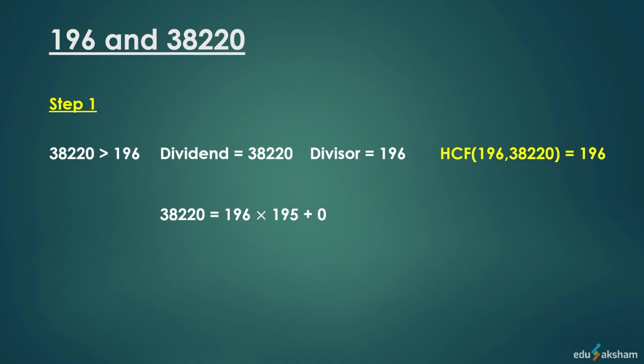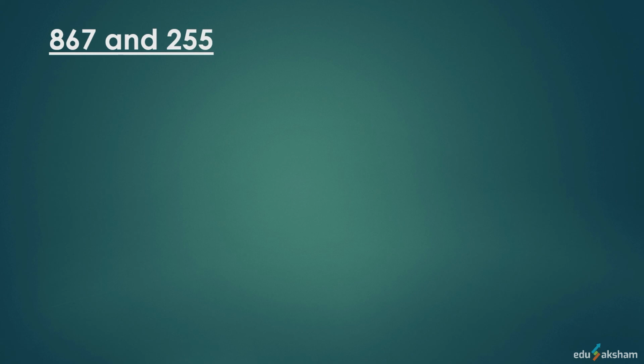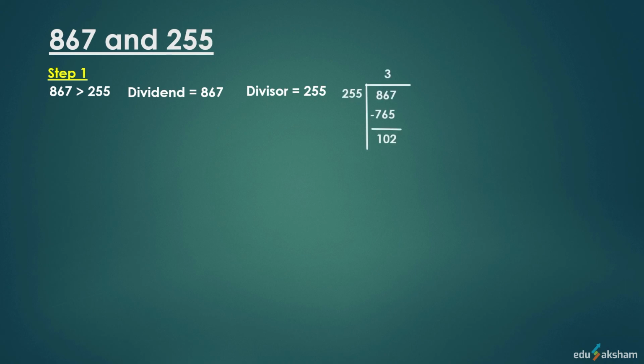Moving on to the next pair of numbers, we have 867 and 255. Since 867 is greater than 255, we will take 867 as the dividend and 255 as the divisor. Dividing these two numbers using the long division method, we get 3 as the quotient and 102 as the remainder. 867 can be represented in the following manner. We see that the remainder is not 0 at this step.